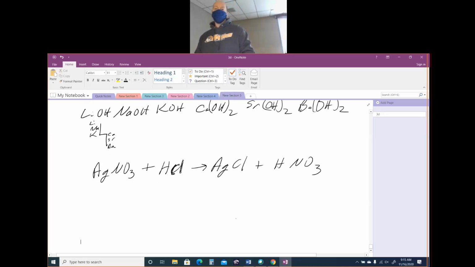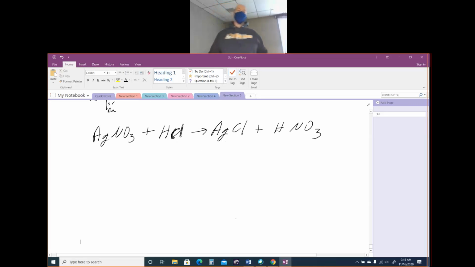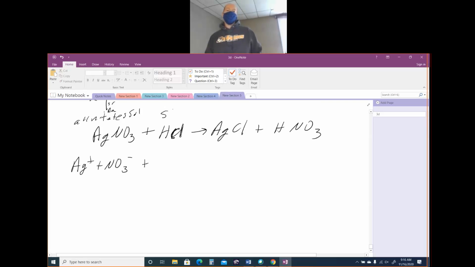So these questions are going to be very difficult because you have to know if it's going to break up or if it's not going to break up. All right, and so when you see nitrate, all nitrates are soluble. And so that breaks up into Ag plus and NO3 minus. HCl, that's one of your strong acids. If it's a strong acid, it breaks up. If it's a weak acid, it stays together. Strong acid, 100% ionized into H plus, Cl minus.